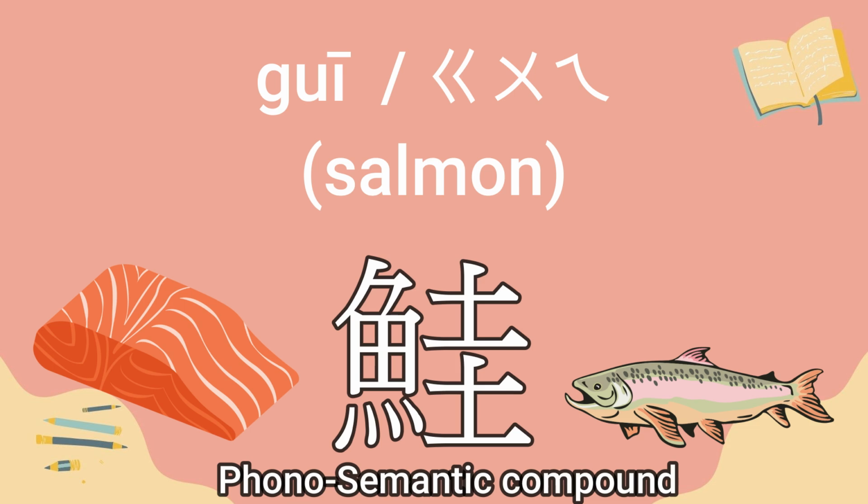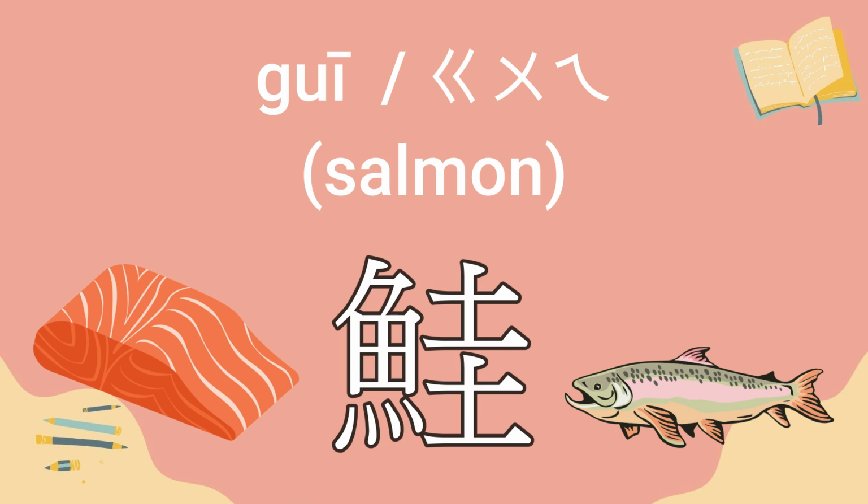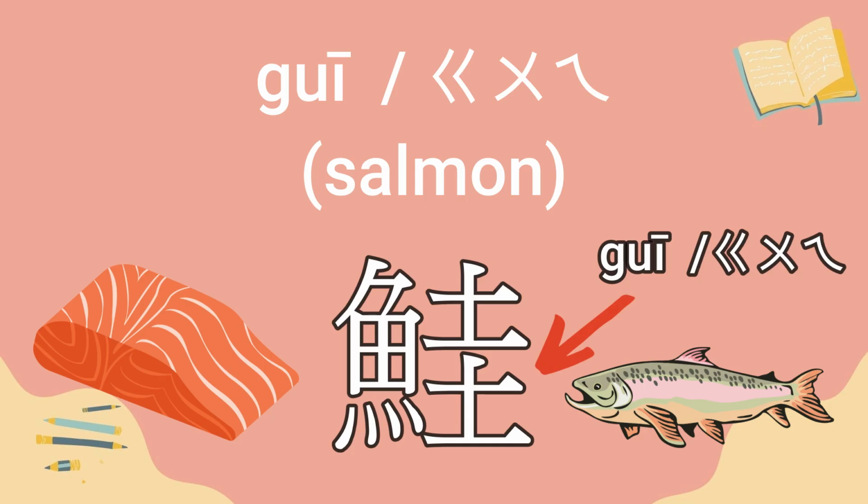phono-semantic compound. So this type of character is like you have a radical and it gives you a basic meaning of what this character is about. And the other part will be the phonetic element, which is how you pronounce it, right? So let's look at this character again. The 鱼 is radical. And this part itself, without the 鱼 radical, it already pronounced as 鲑, okay?